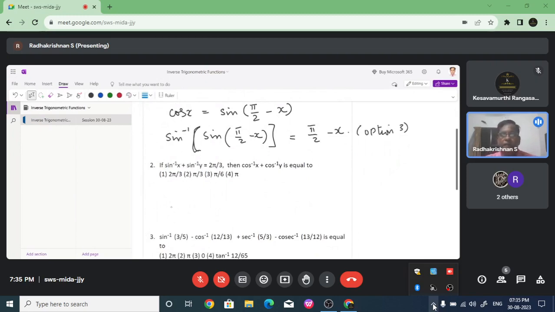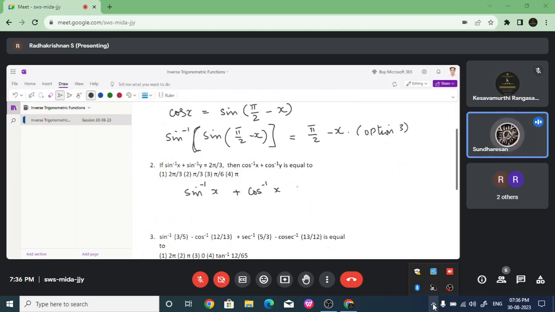Let's look at this problem. Sine inverse of x plus sine inverse of y equal to 2 pi by 3. Then what is cos inverse of x plus cos inverse of y? So we have to know the different identities given in your book. There are lots of identities given, right? Those things you should remember.